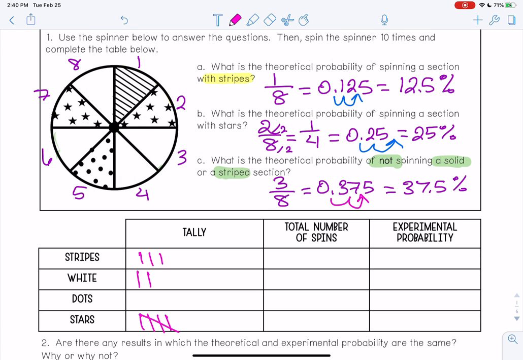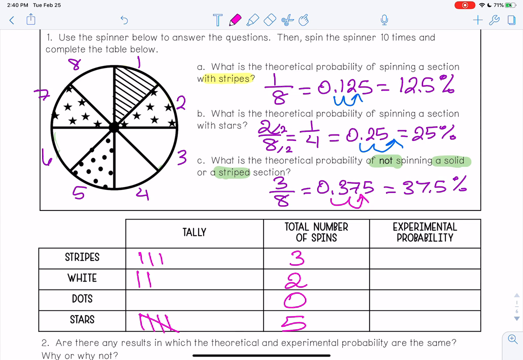A tally mark is when you just kind of quickly put a line to keep track of how many times you get something, okay? So now it says total number of spins. For stripes, we got 3. I'm just counting them. For white, I got 2. For dots, I got 0. And for stars, I got 5. So out of the 10 spins, that's what happened.